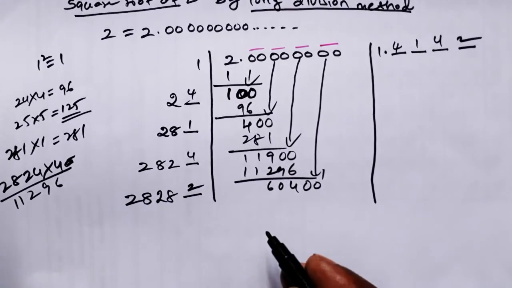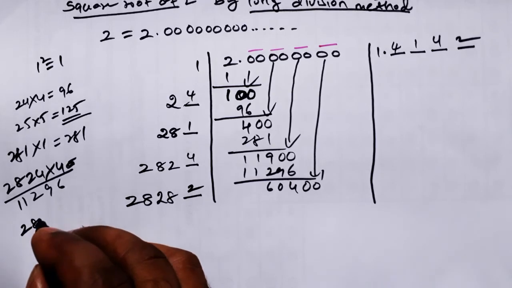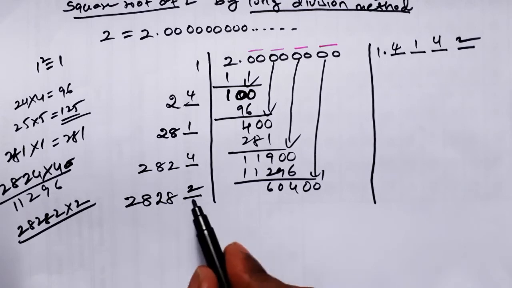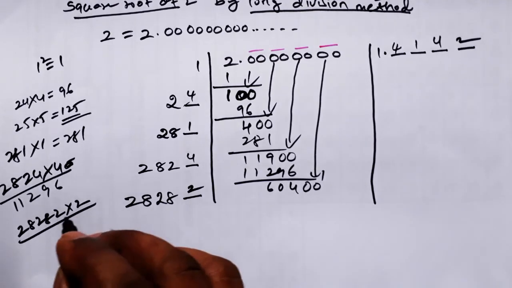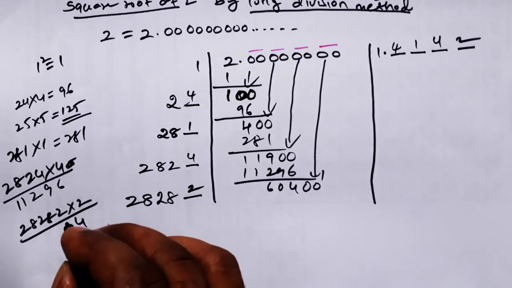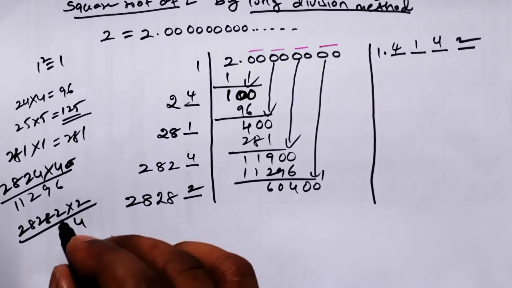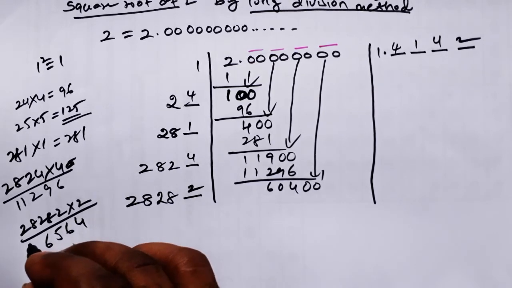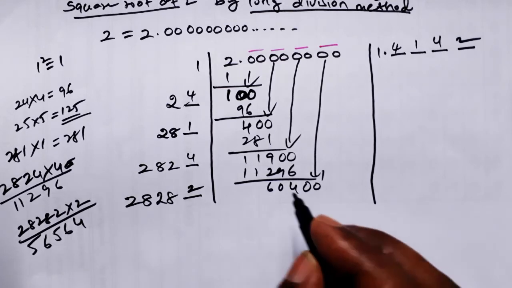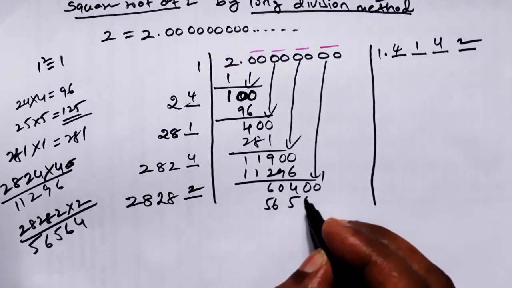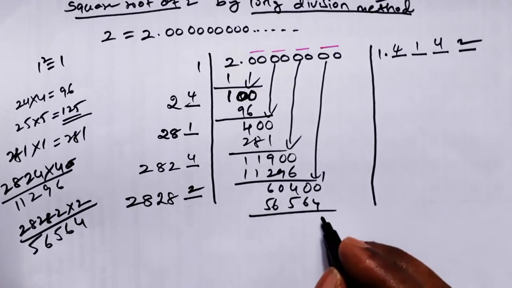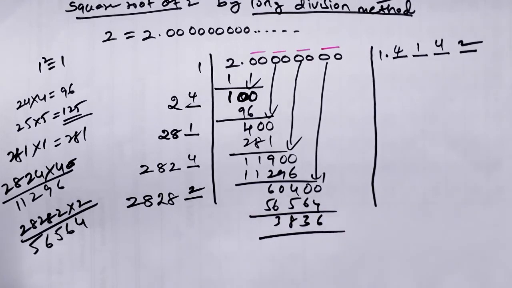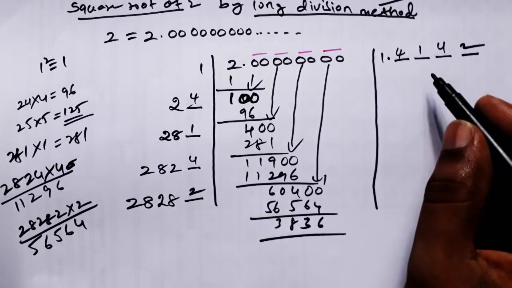That means 28282 into 2. 2 twos are 4, 2 eights are 16, 2 twos are 4 plus 1 is 5, 2 eights are 16, and this is 5. So 56,564. Subtract: 3, 8 and so on. Now leave it. What did we get? We got 1.4142.